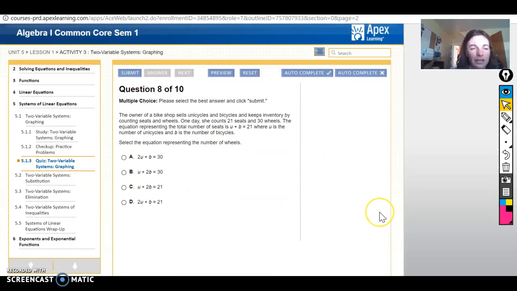Okay. The owner of a bike shop sells unicycles and bicycles and keeps inventory by counting seats and wheels. One day she counts 21 seats and 30 wheels. The equation representing the total number of seats is u plus b equals 21, where u is the number of unicycles and b is the number of bicycles. Select the equation representing the number of wheels. Okay, well, a unicycle has 1 wheel and a bicycle has 2 wheels, and we said that there's 30 wheels, so that should be our answer.